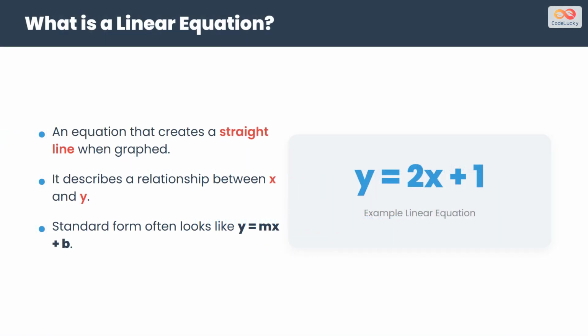First, what exactly is a linear equation? Simply put, it is a mathematical statement that produces a straight line when you draw it on a graph. These equations describe a relationship between two variables, usually x and y. You will often see them written in forms like y equals mx plus b.